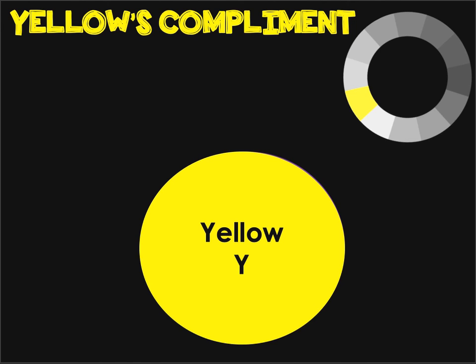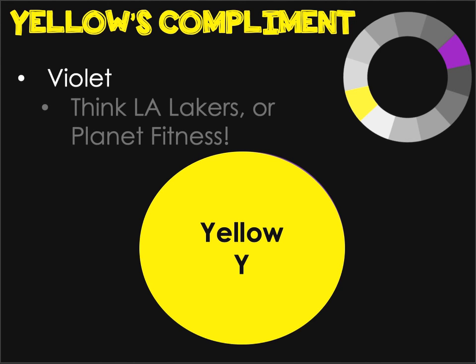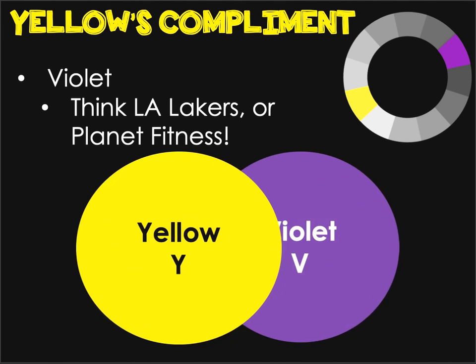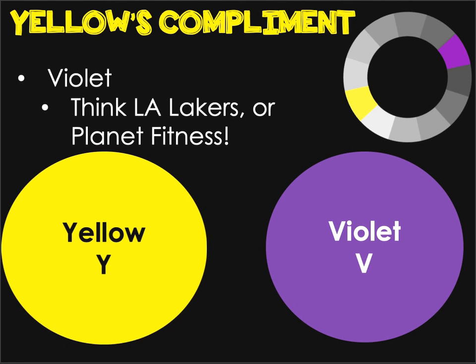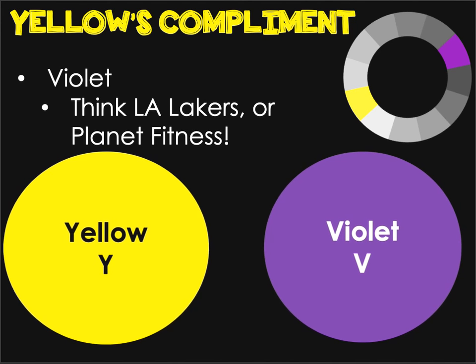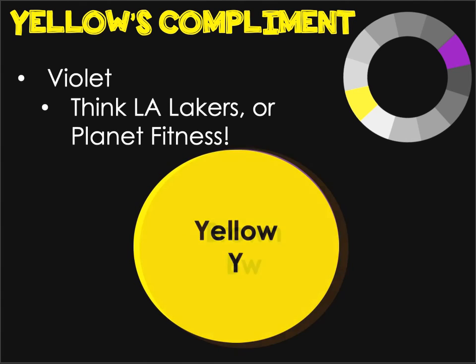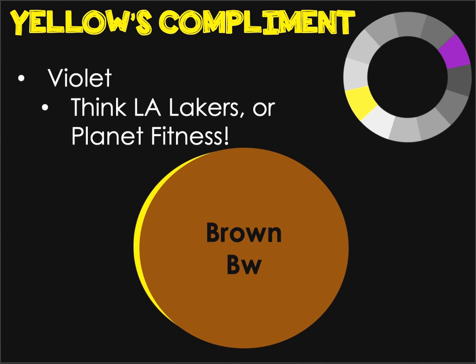Yellow's complement. Directly across from yellow is violet. And I always think of something, think of LA Lakers or Planet Fitness, or there's so many other sports teams. The Vikings use yellow and violet. And I think the Ravens. Whenever these colors are mixed together, they directly meet in that middle. They're going to neutralize each other, cancel each other out, and make that brown color.